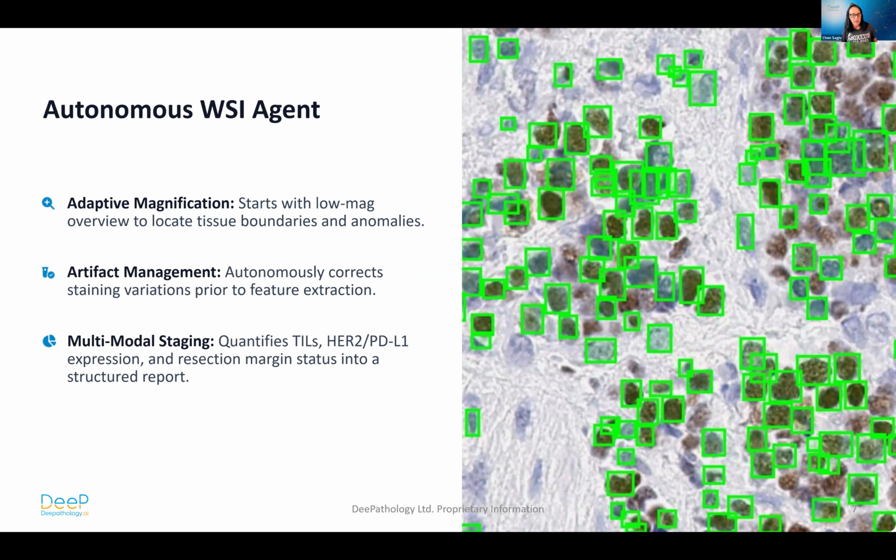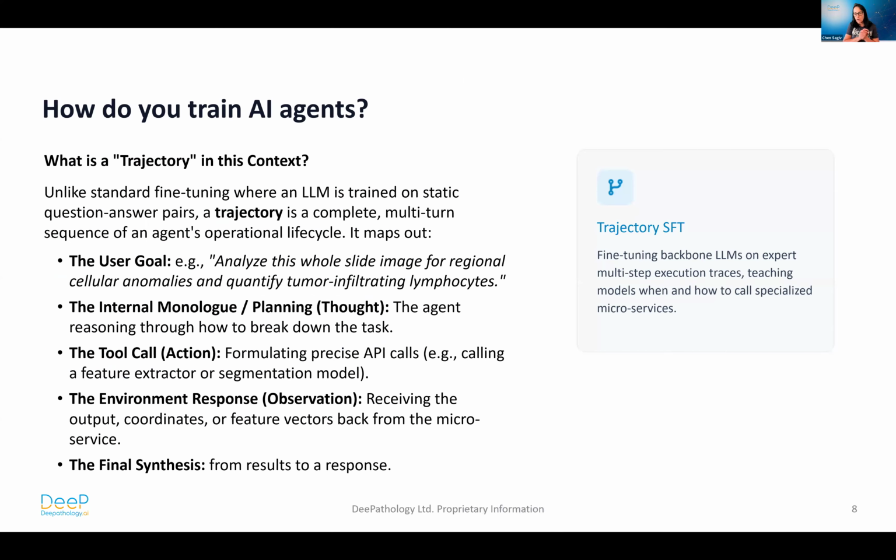Another example is multi-modal staging, which means that it's not like you have only a single, isolated task. In order to provide a comprehensive report, after zooming into the tissue and after getting rid of or correcting artifacts, the agent will run one algorithm after the other in order to provide a full comprehensive report. Okay, so all of this sounds pretty neat and very, very interesting.